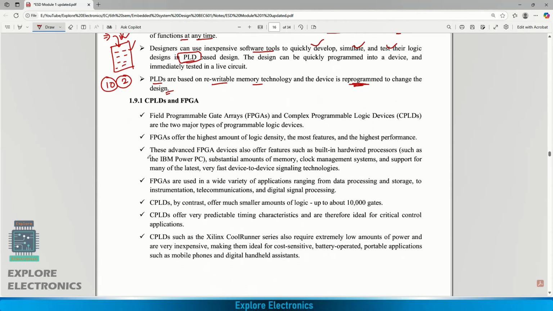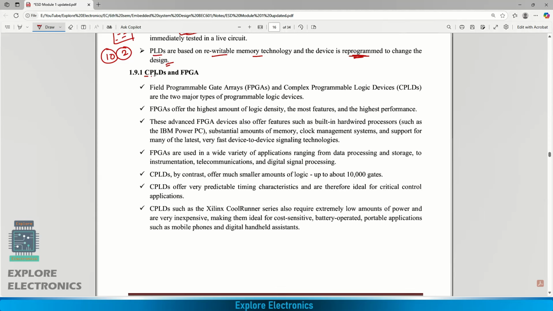Then comes the other types of PLDs, that is CPLD, complex programmable logic device, and FPGA, that is field programmable gate array. CPLD, complex programmable logic device, is similar to PLDs, but the programming is a bit more complex. There are some specific gates in a CPLD, and that number of gates can be programmed. There is a smaller count in a CPLD.